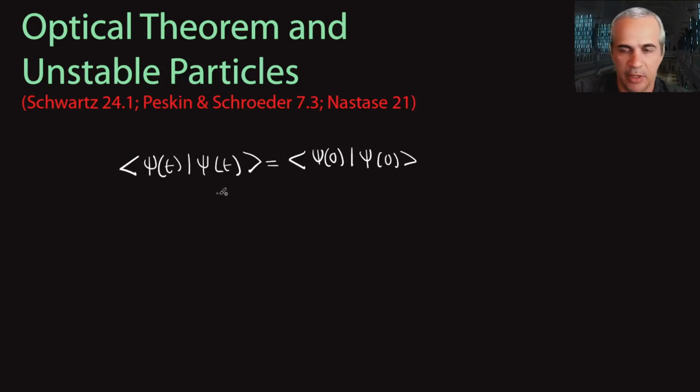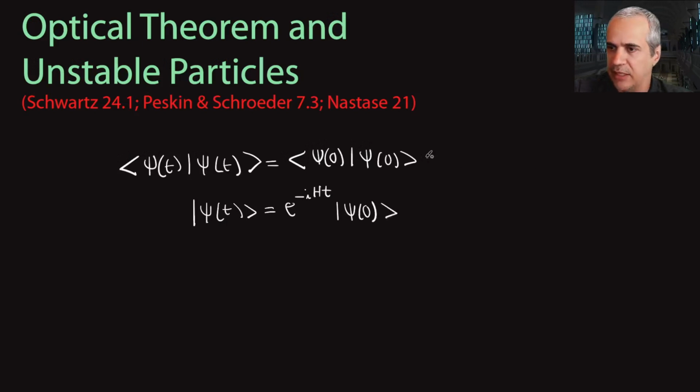So that probability is conserved. Of course, that implies something for the Hamiltonian of the system, because we know that in this picture the states evolve according to the exponential of the Hamiltonian times time, and that means immediately that the Hamiltonian should be Hermitian. This is the constraint on the Hamiltonian.